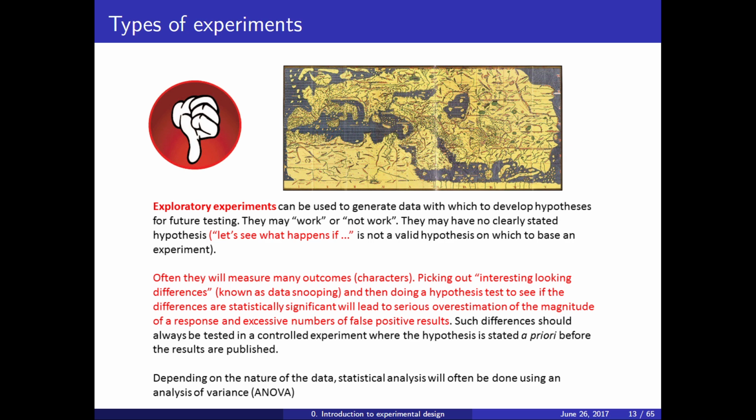And in a way it is fine, but if you measure many features, many outcomes, for sure you will find features that are different between the control and treatment groups. But this picking out of interesting-looking differences is known as data snooping. It can generate useful hypotheses, but then you have to validate them. You cannot stop there and simply declare these differences to be caused by the variable that you have measured. The problem is that it can lead to a serious overestimation of the response, and you will have many false positives.